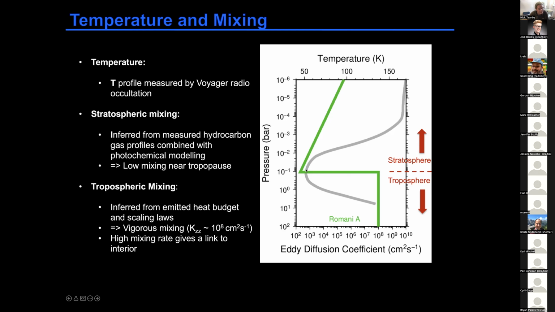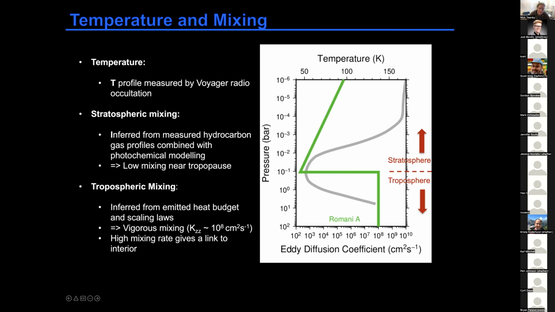If you don't have a very low mixing region in the atmosphere, basically you mix all that lovely chemistry from the stratosphere down into the deep atmosphere and it gets lost, and it's very difficult to maintain a significant abundance of hydrocarbons in the stratosphere. So we need this low mixing ratio here near the tropopause, sorry. The troposphere, so deeper down here.